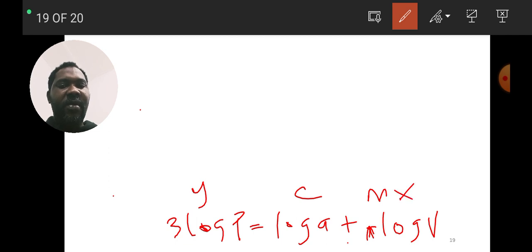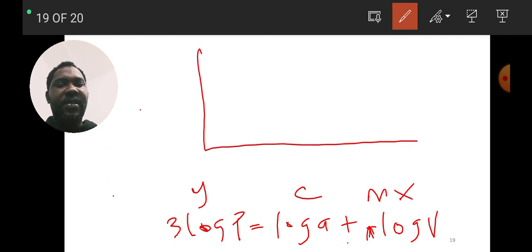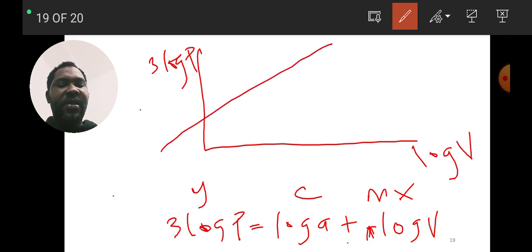So we're plotting a graph of the dependent variable, that means 3 log p here, against the independent variable, which is log v, that's y against x. Okay, so positive slope, positive intercept, the slope is positive, intercept positive, so we're going to have this. There are no negative values.